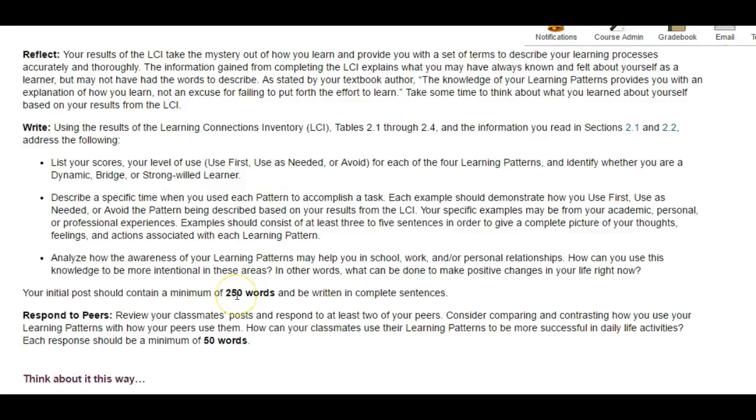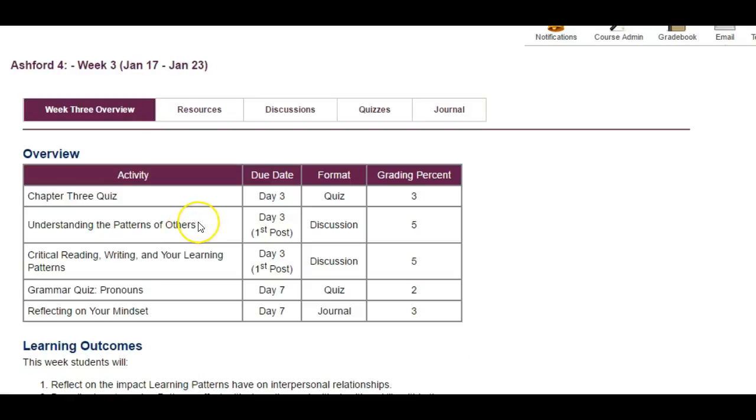Now, I am seeing that you are meeting the 250 words for your post and the 50 for peer responses. So I'm not having an issue with that, which I'm very glad to see. So let's look at week 3 to jump ahead. So we go to week 3, we have our overview here, and it tells you that you're going to have 2 discussions for this week and a journal. So these 2 discussions are due on Thursday. You still have to have both turned in by Thursday.